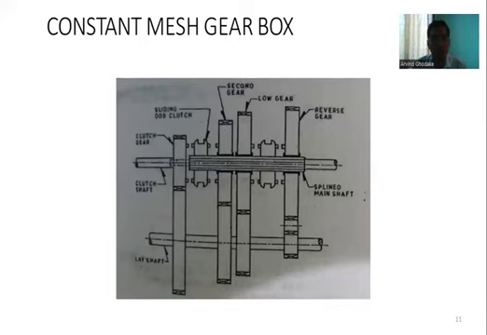So you can see the splined main shafts are there. There are various gears mounted, that is, there is a reverse gear, low gear, second gear, then the clutch gear is also there. And on the lay shaft or counter shaft, there is again a set of gears, so that we can get different speeds with the constant mesh gearbox.